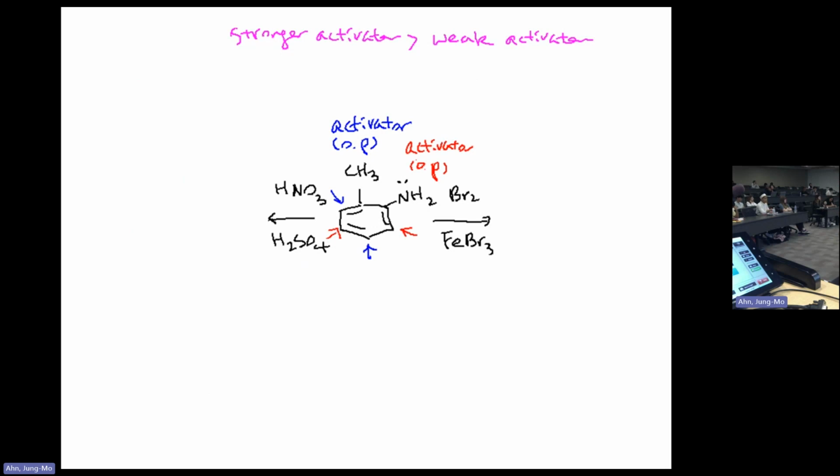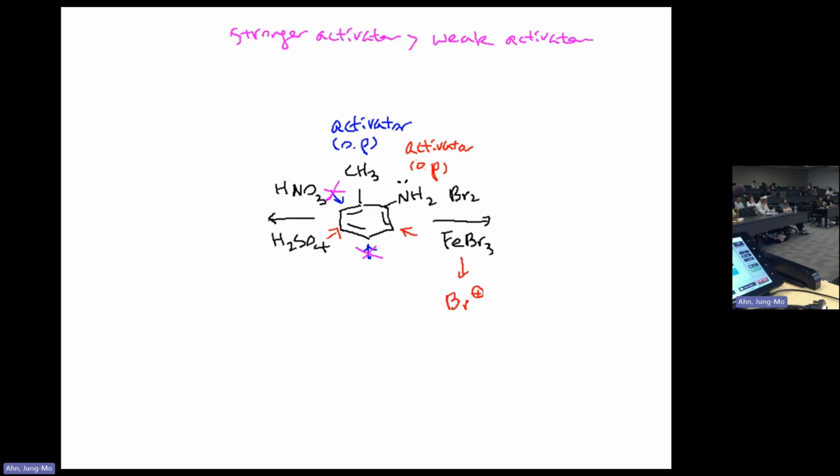Amino prefers this position, also para to the amino. Methyls are also directed to the methyl, but which one is going to substitute more? Probably the stronger one is the directing one. So we think it's going to happen here and there. So just cross out the ferric bromide.